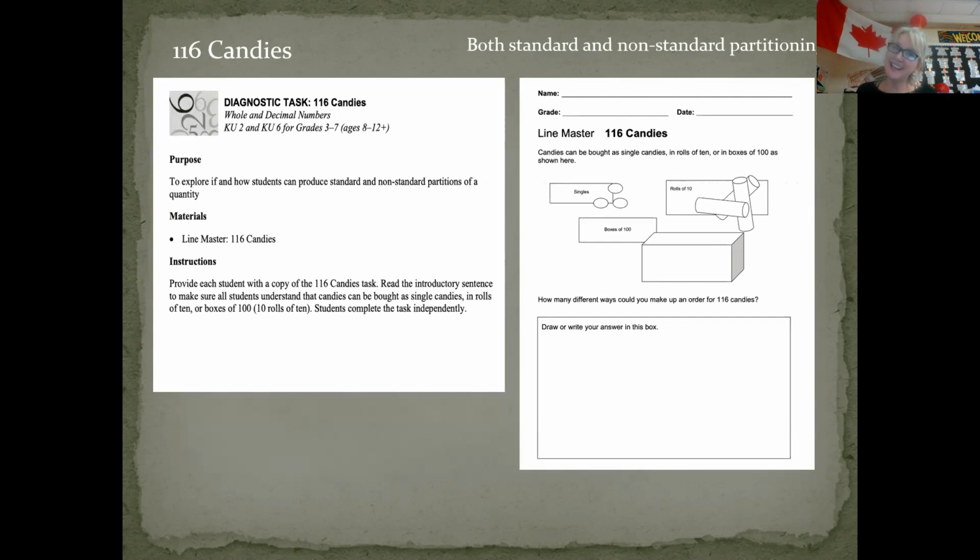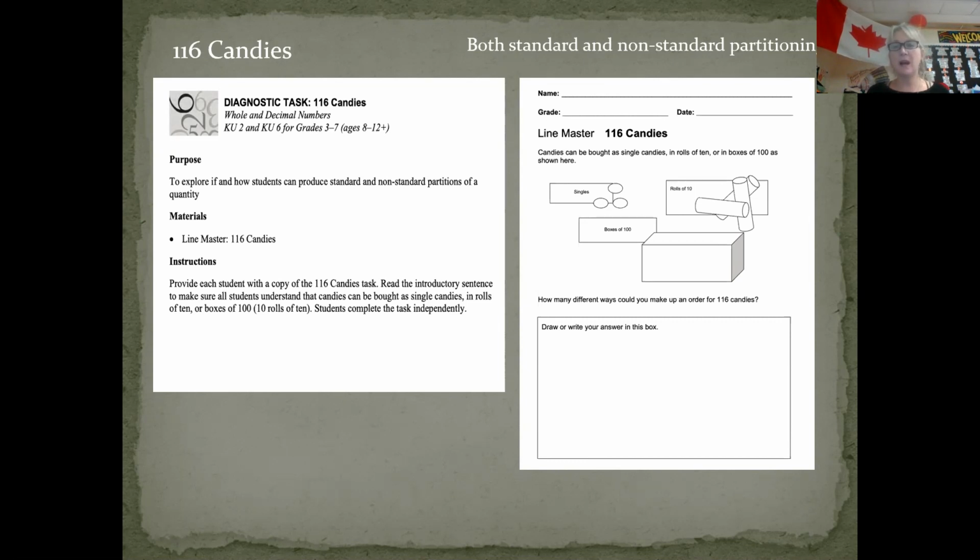Then we have 116 candies. So candies are very popular. What I like about this one is it allows the students to show you both their standard and their non-standard partitioning understanding. So you are telling them that you're going to have the tubes, you're going to have singles, and you're also going to have boxes of 100 candies. And so you're going to ask them, how many different ways can you make up an order for 116 candies? And right now with Amazon and everything, people are placing Amazon orders for 116 candies. This is what you have. What are all the different ways that you can make 116 candies?